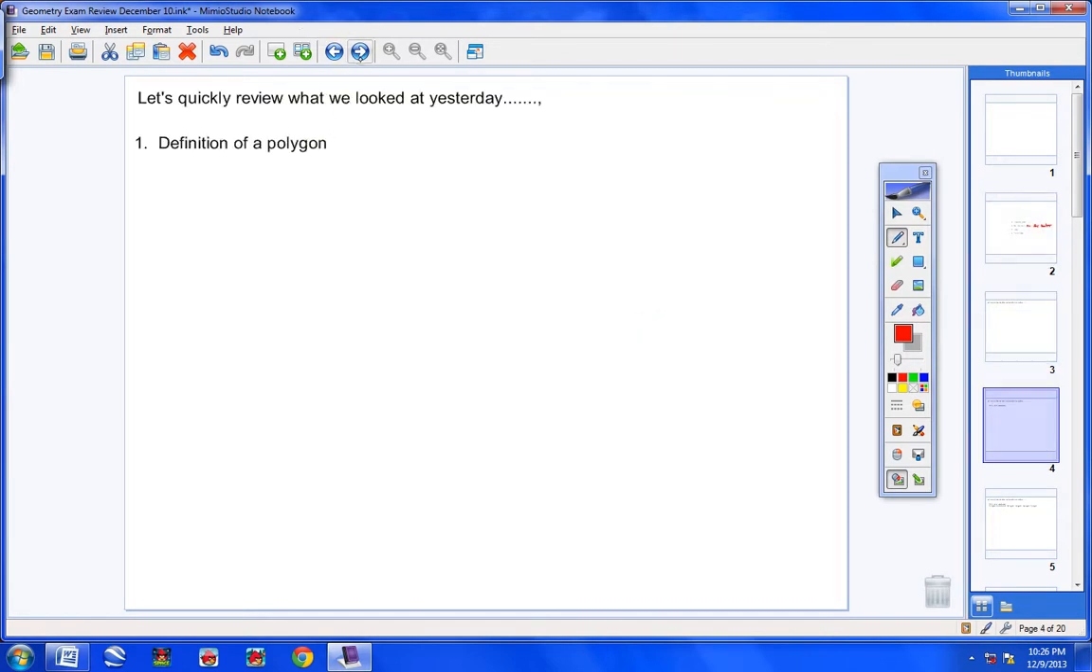Yesterday we looked at the definition of a polygon, what that was, okay? A figure made up by segments that intersect two other segments at its endpoints. We looked at triangles, quadrilaterals, pentagons, hexagon, heptagon, octagon. I want you to know this is 3-sided, 4-sided, 5-sided, 6-sided, 7-sided, and 8-sided. So you need to be familiar with that.